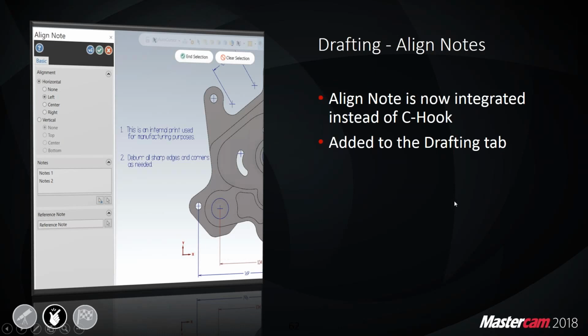And that leads into the final part of the drafting here, which is align note. It used to be a C hook, which is now right on the drafting tab, and it works the same way as the drafting or creating letters in that it's live. It allows you to quickly get some documentation into the file without having to go through a bunch of extra menus via the C hooks.